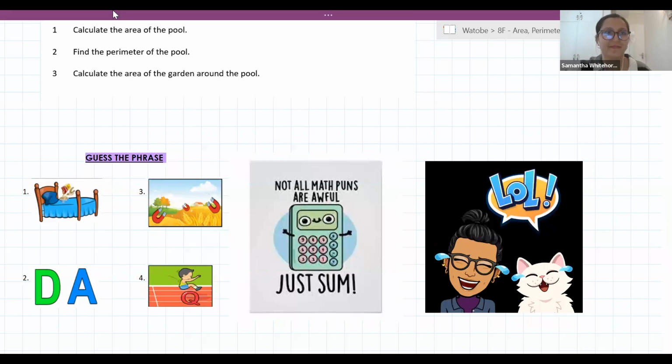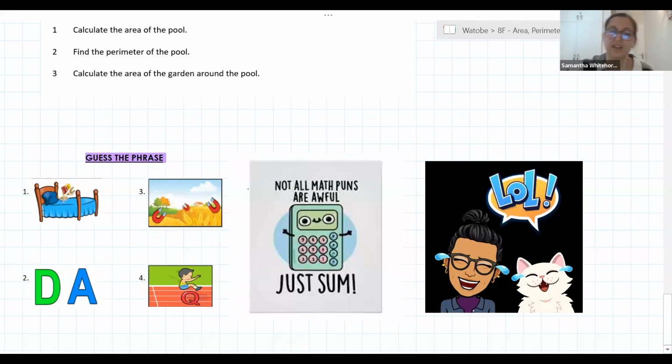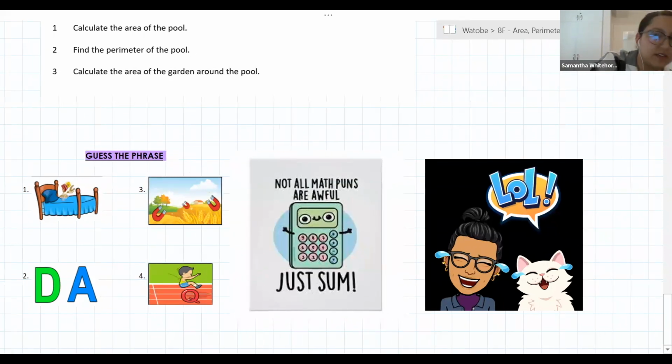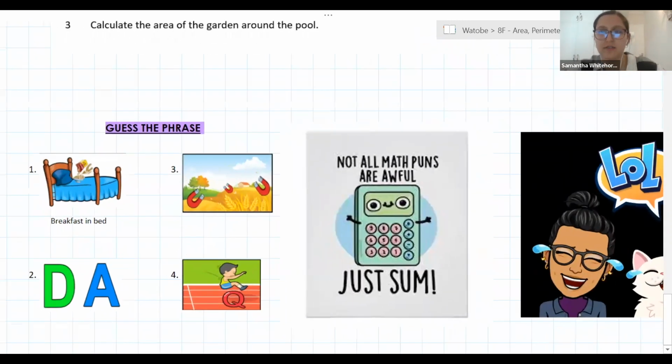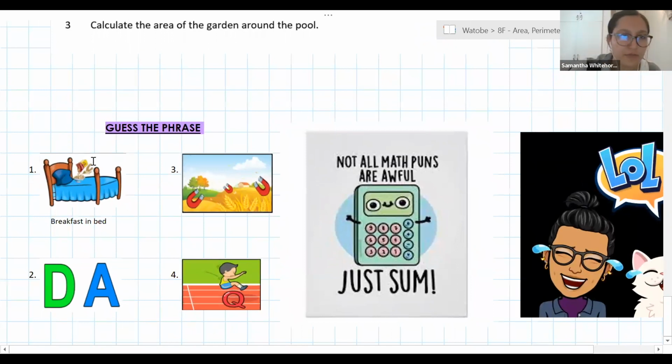Ma'am, for number one, I think it's breakfast in bed. Wow, that fast, Amatle. Right, number one, exactly. Breakfast in bed. Almost feel like I might need to zoom in on these a bit, because there's a bowl of cereal in the bed.